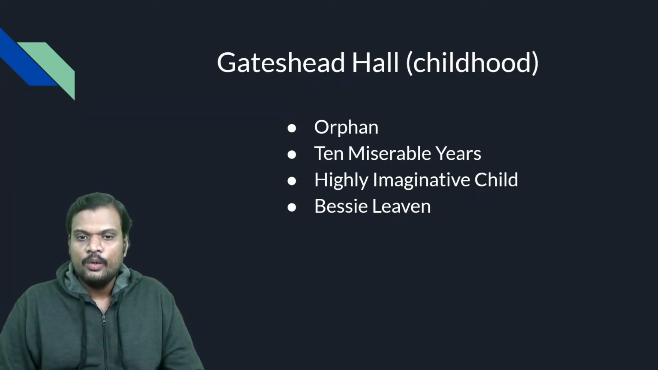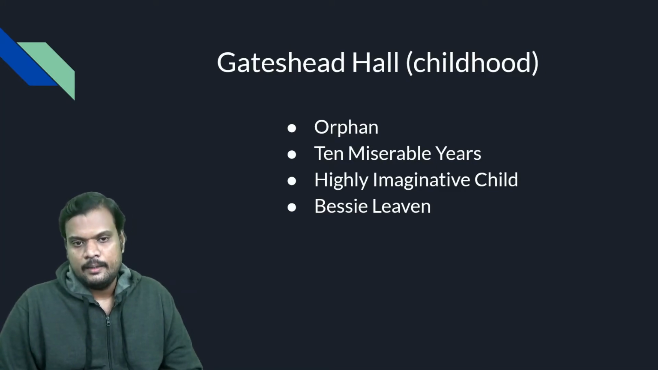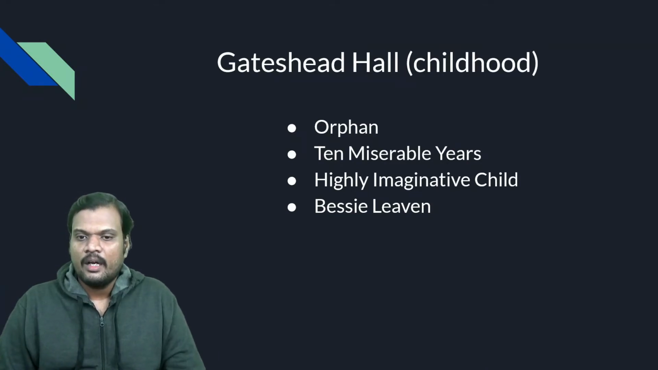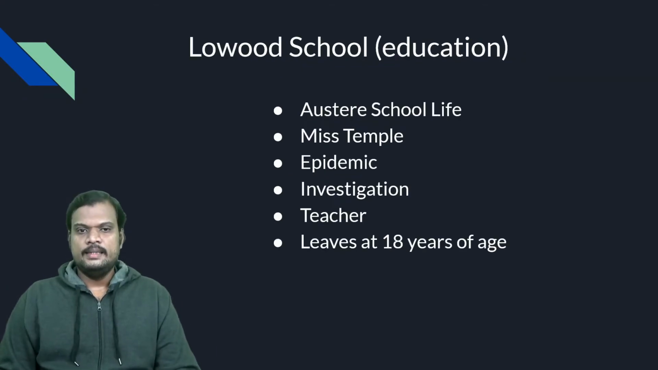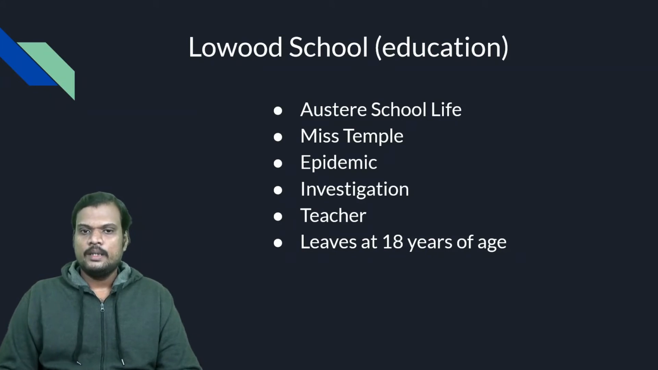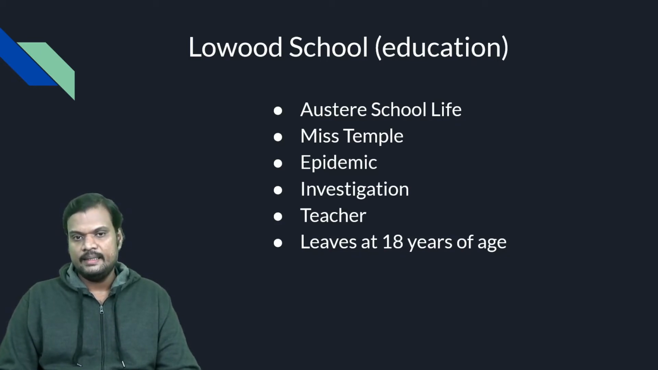Bessie Leaven, who is a nurse at Gateshead, nurses Jane back to health. Jane is then sent by her aunt to Lowood School, which is 50 miles away from Gateshead Hall. Jane's school life is an austere one at Lowood. Despite the rigid circumstances at school, Jane becomes relieved after knowing that she doesn't have to undergo the same misery she did at Gateshead Hall.